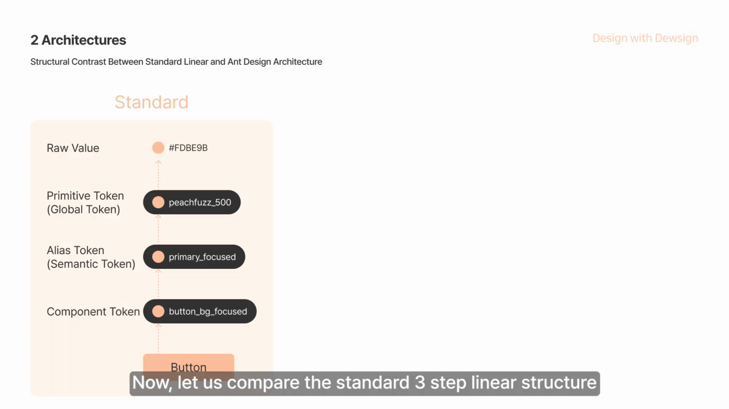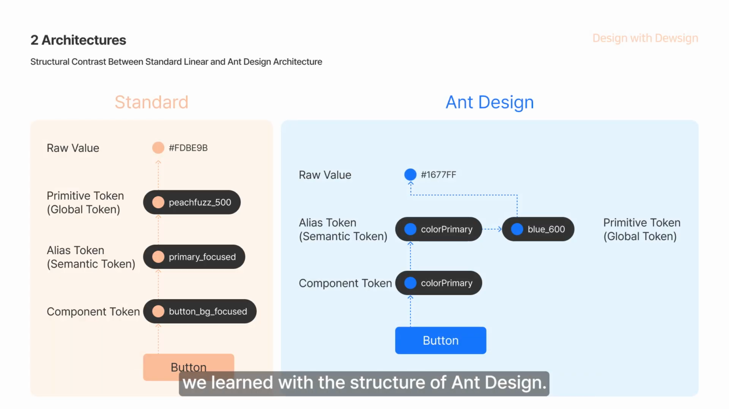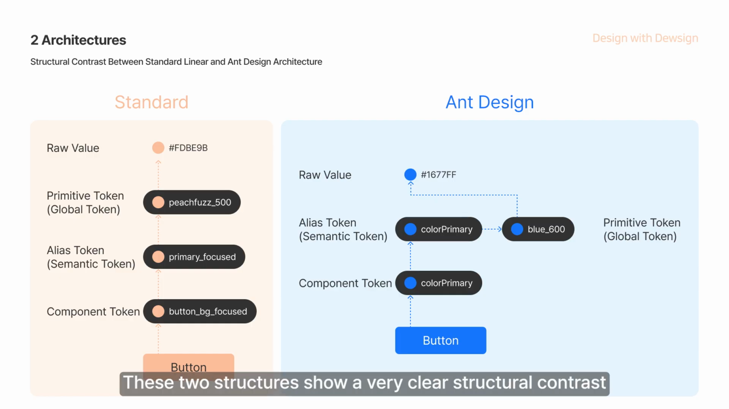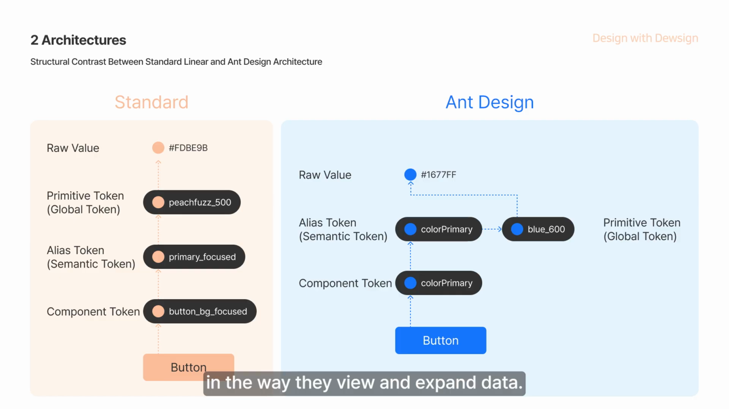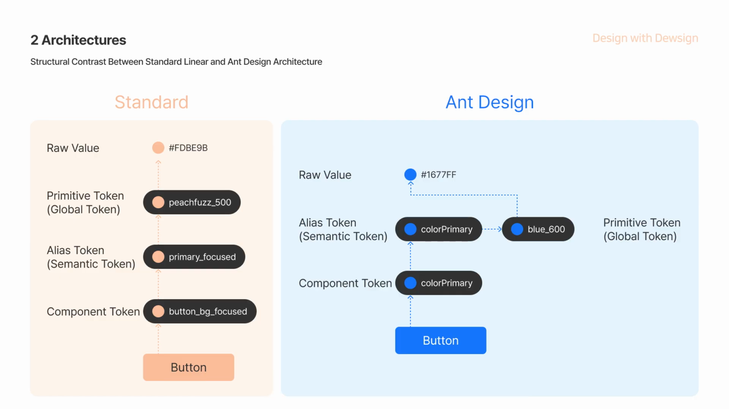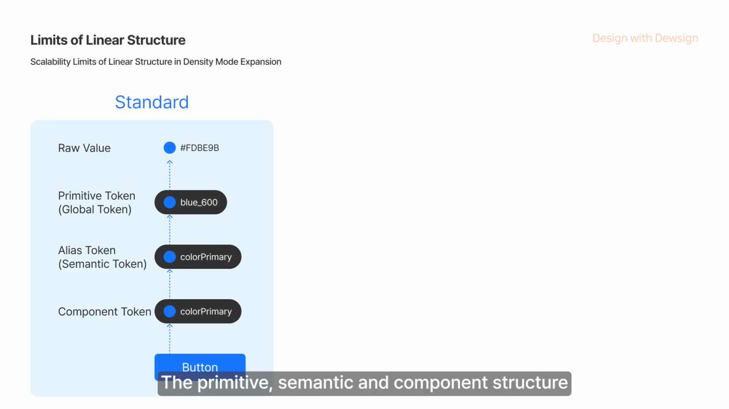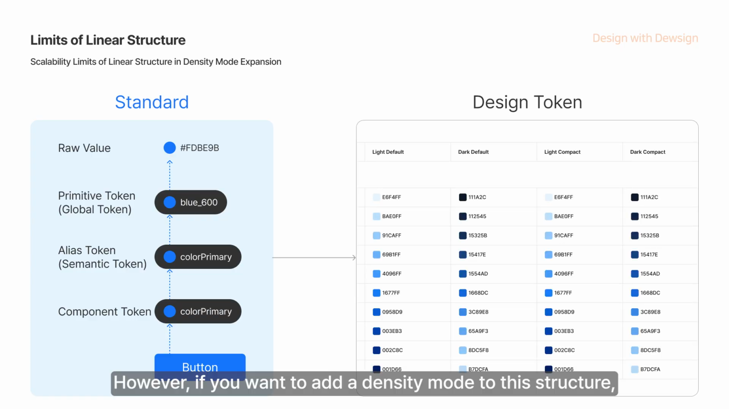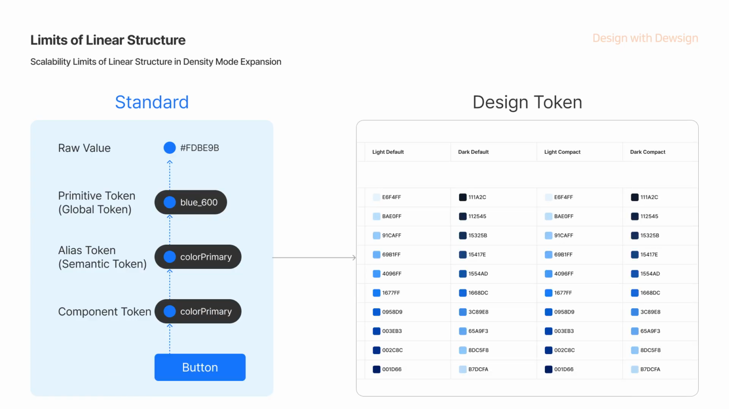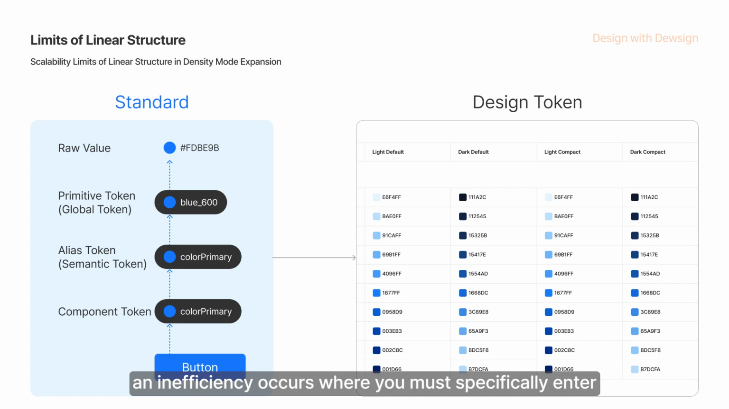Now let us compare the standard 3-step linear structure we learned with the structure of Ant Design. These two structures show a very clear structural contrast in the way they view and expand data. The primitive, semantic, and component structure I explained before is intuitive and useful when there is only a color mode transition. However, if you want to add a density mode to this structure, an inefficiency occurs where you must specifically enter all 4 combined modes into the primitive level, which is step 1.